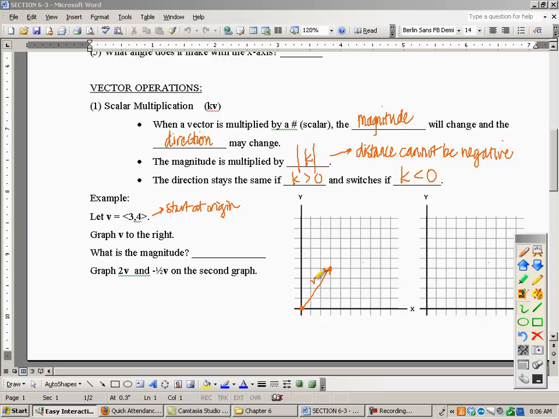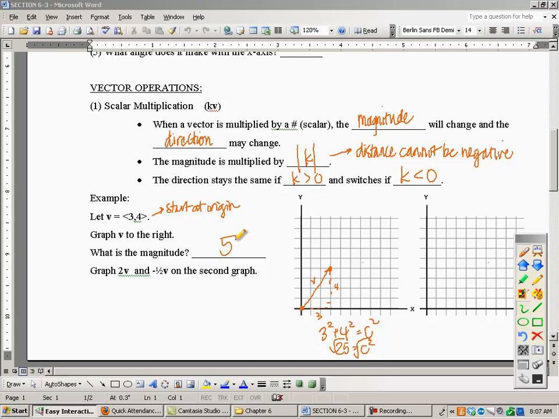All right, let's talk about the magnitude. Well, if I go over 3 and up 4, you'll notice it's a right triangle. If I wanted, I could just use Pythagorean theorem and say, okay, 9 plus 16 is 25. And you'll notice this is what's above, so my magnitude is 5. And again, you can always make a right triangle. That's exactly what the distance formula is. It's just assuming that it's not at the origin. If it's at the origin, I just use Pythagorean theorem. Okay?